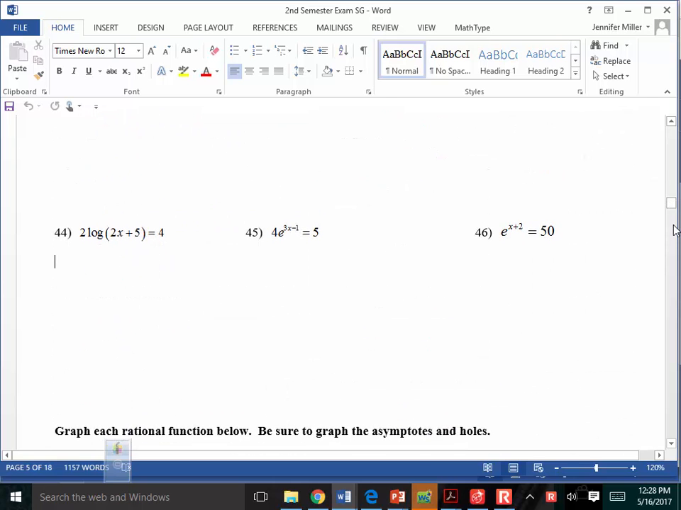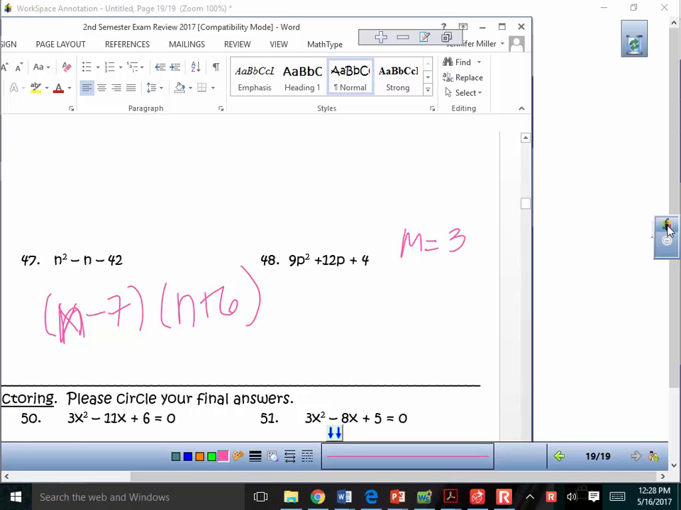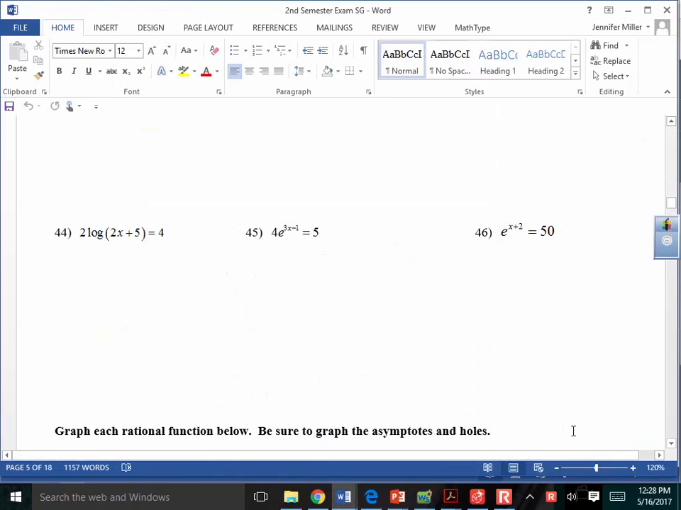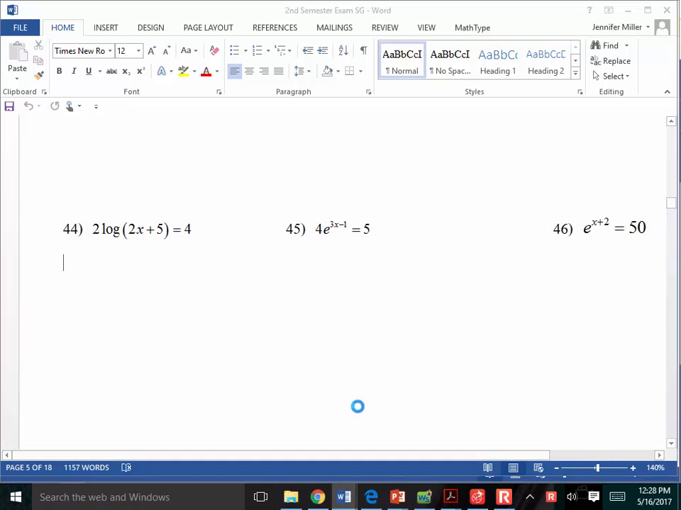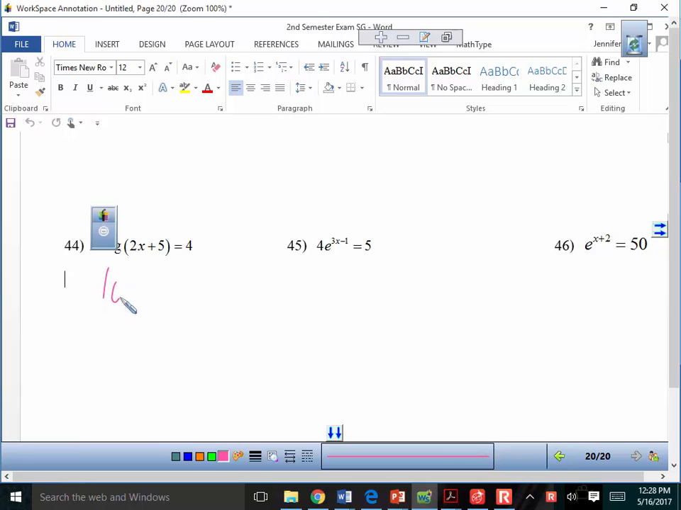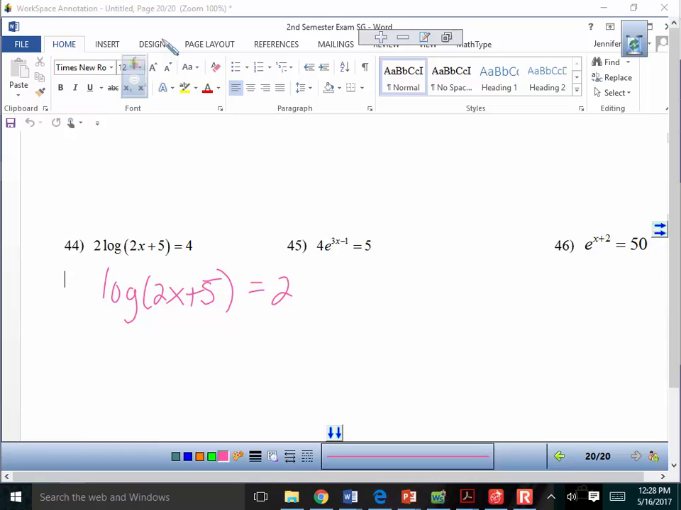All right, on 44, what we'd want to do first is divide both sides by that 2, right? Okay, so let's do that. And that gives us the log of 2x plus 5 is equal to 2. Now we want to write this in exponential form, right? But what's the problem with that? The problem is that we don't know what our base is. Or do we? If there's no base there, it's understood that it has a base of 10.